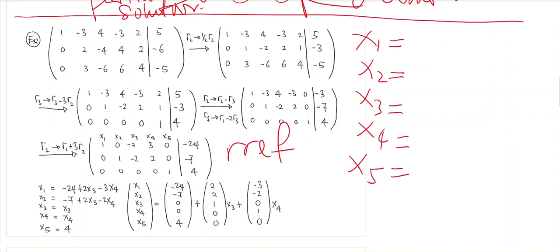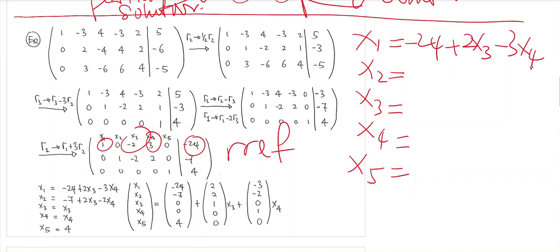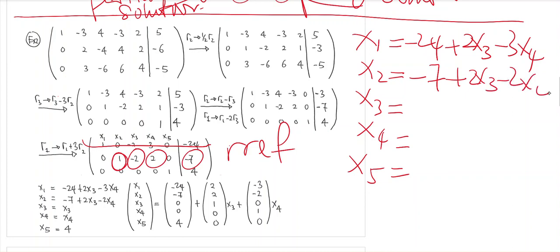From this pivot, we know that we can write x1 as -24, move all this across, move this across, move this across, which gives you plus 2x3 minus 3x4. So we are done with that. Once you are done with the first row, we move to the second row, where you have information on x2. You can write x2 as -7, again move this across and this across, which gives you plus 2x3 minus 2x4.